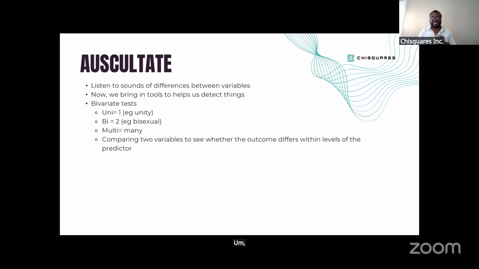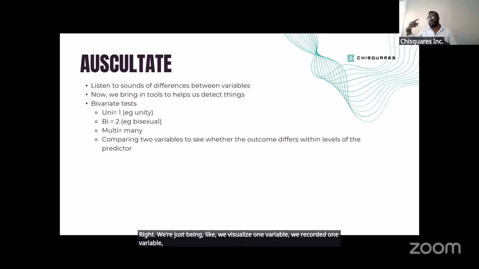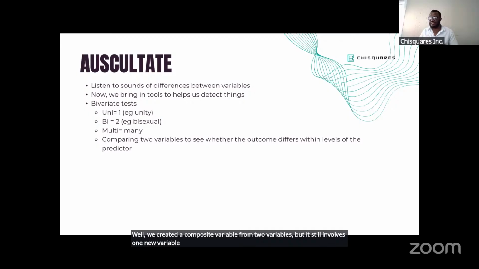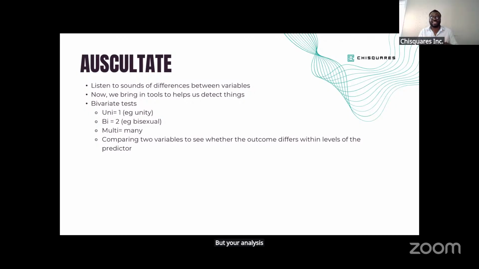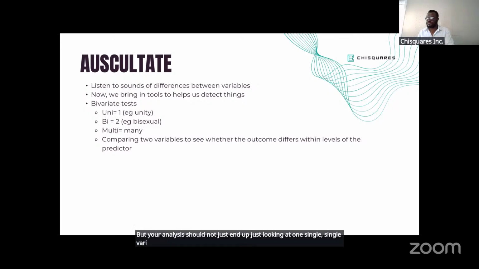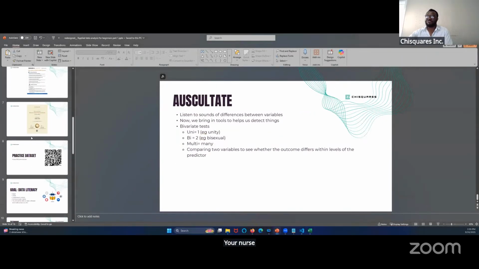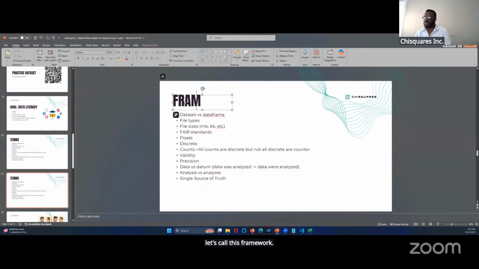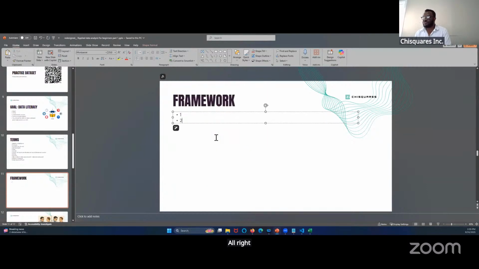Are there differences? When you're doing analysis, all the things we've been doing so far involve one variable, right? We visualized one variable, we recorded one variable. Well, we created a composite variable from 2 variables, but it still involves one new variable created at the end. But your analysis should not just end up looking at one single variable. Your analysis should look at a framework of, let's go back to our sheet and let's call this framework. You should have a 1, 2, 3 framework, right? 1 variable, 2 variables, 3 or more variables.